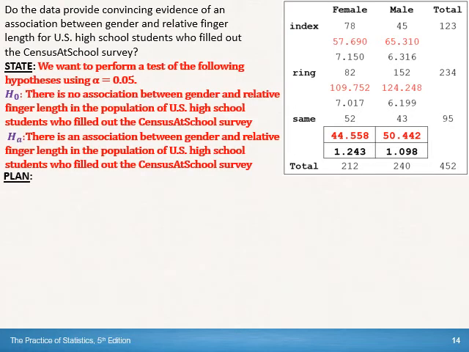Okay, so we're using an alpha level of 0.05. The null hypothesis is that there is no association between gender and relative finger length in the population of U.S. high school students who filled out this survey form. The alternative is going to be that there is an association between gender and relative finger length. Okay, so the plan. Remember, we want to write what our inference procedure is and check our three conditions. So pause this video, write those out, and then start it up when you're done.